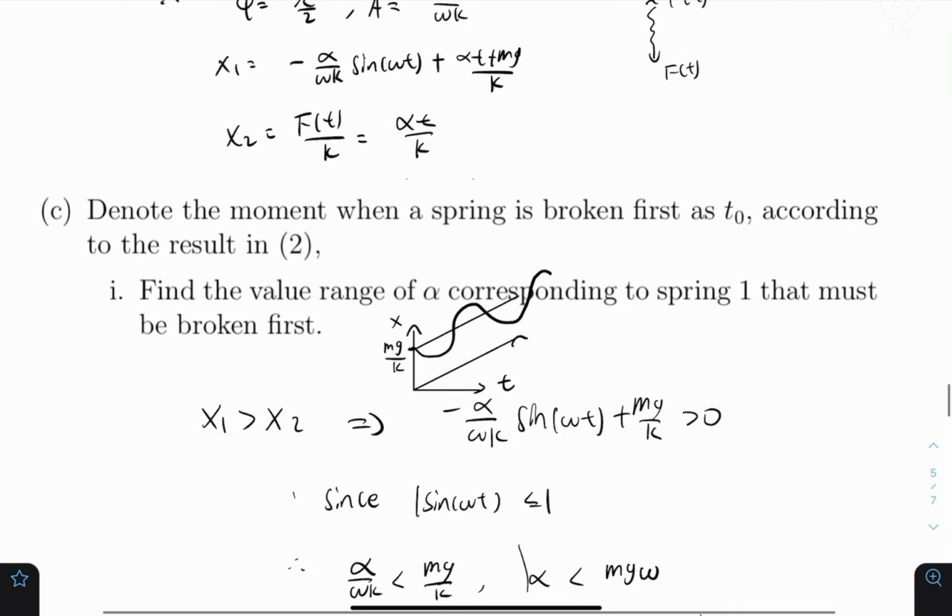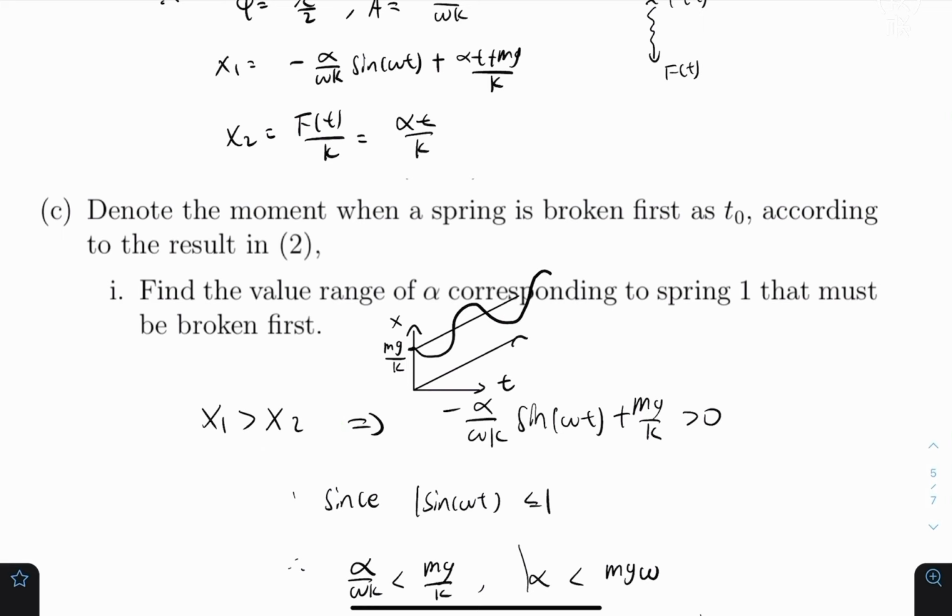And now let's move on to question C, which is the more interesting part. It is trying to find the range of alpha corresponding to spring 1 being the one that must break first. So how do you do this? For x1 to break first, x1 must be greater than x2, right? So we write this condition over here first.